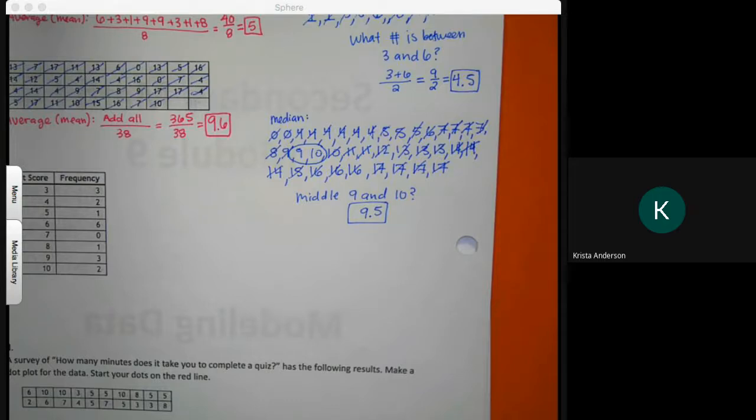Did any of you really like organizing those numbers? When they were all done, you were like, oh, they look so nice. No? Some people are that way, they like organizing.